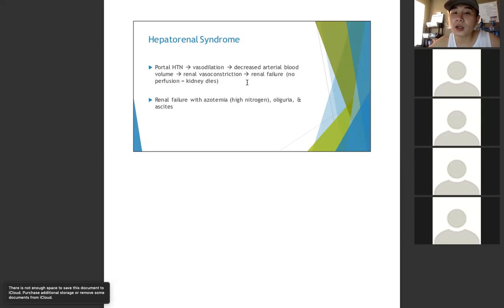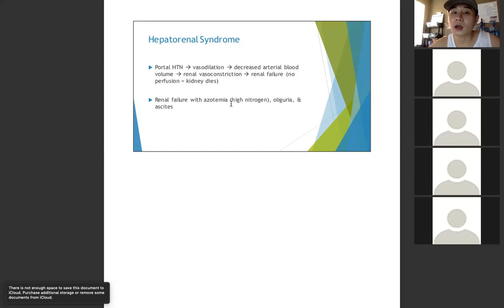Because the portal vein also delivers blood to the kidney as well. So if there's an issue with the pressure of the portal vein or damage to the portal vein, it will not bring sufficient blood, or perfusion, to the kidney. So that's why it will lead to renal failure.